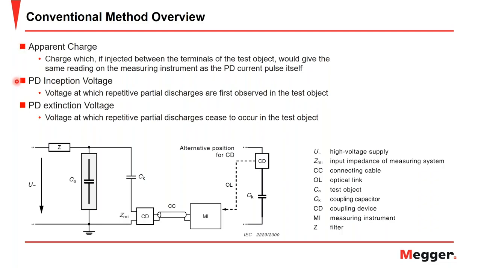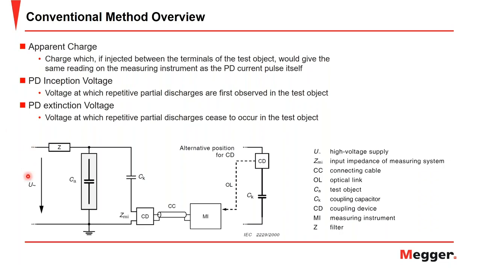Here we have the PD inception voltage, which is the voltage at which repetitive partial discharges are first observed in a test object, and consequently the PD extinction voltage, which is the voltage at which repetitive partial discharges cease to occur in a test object.